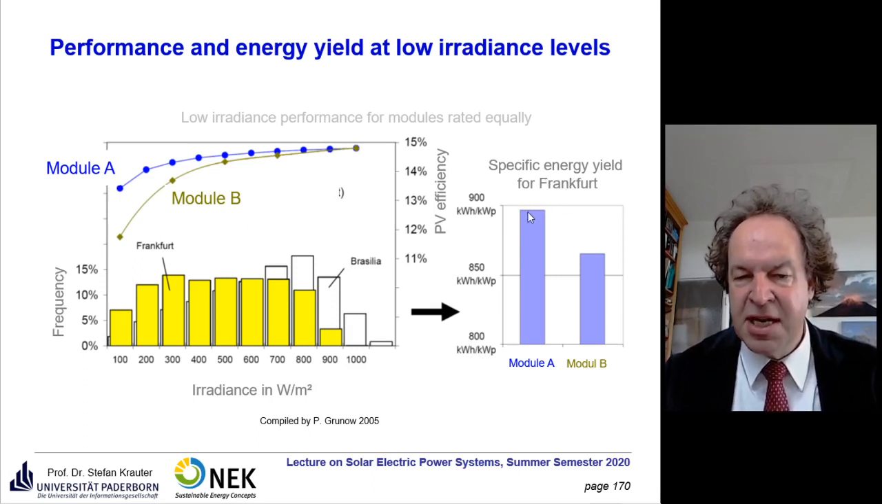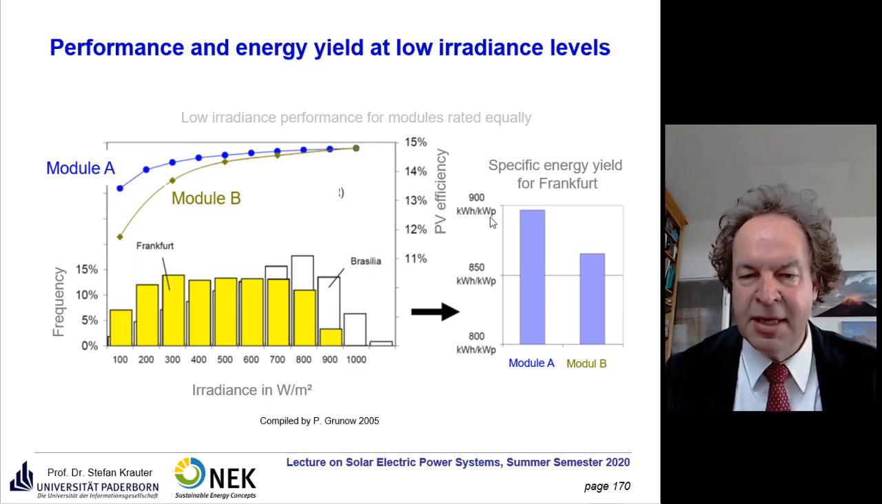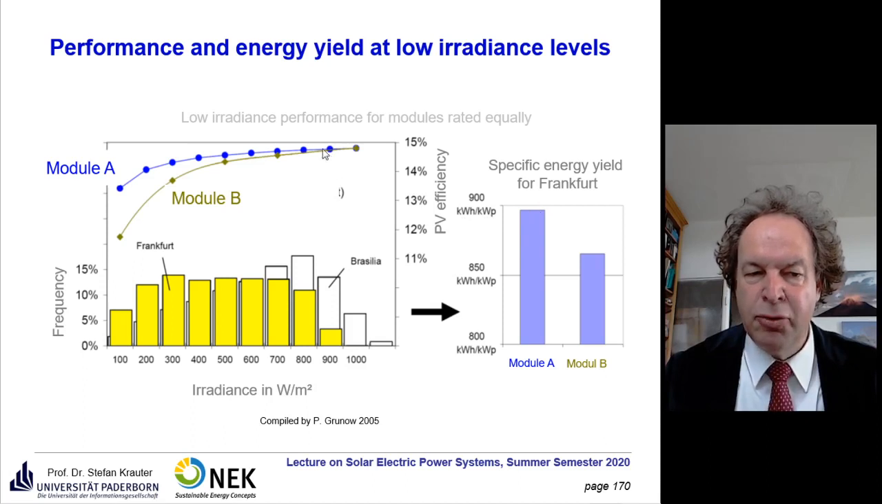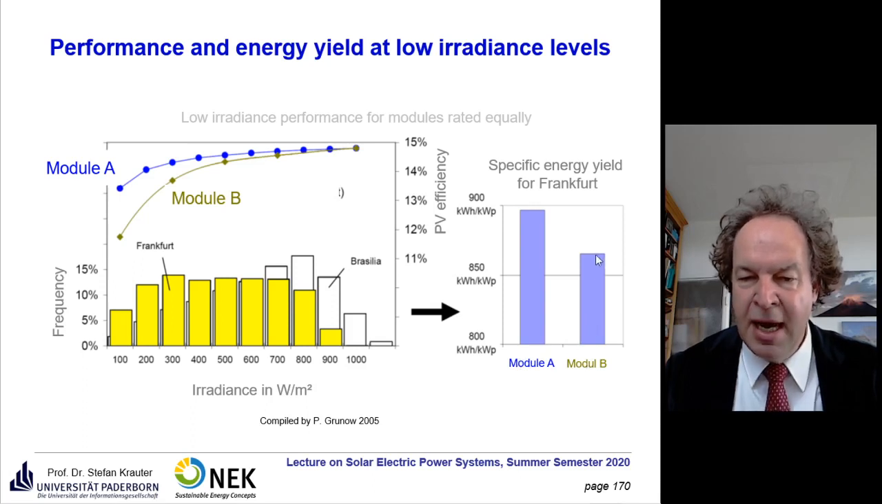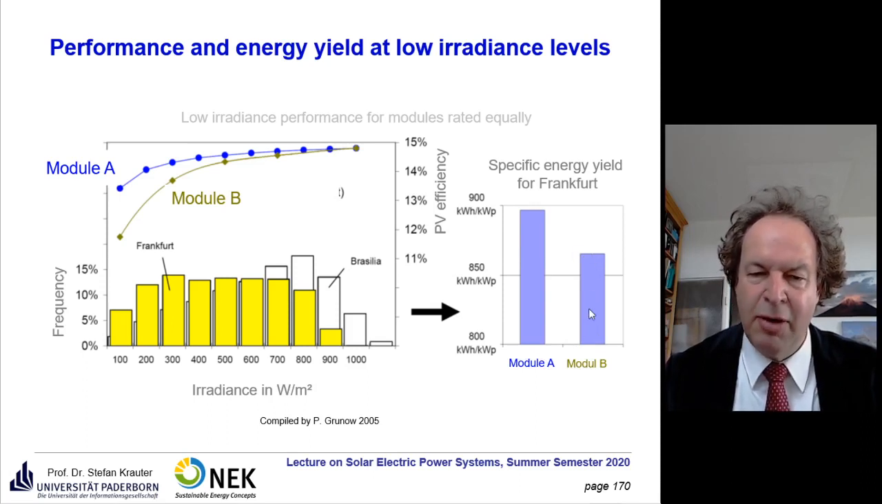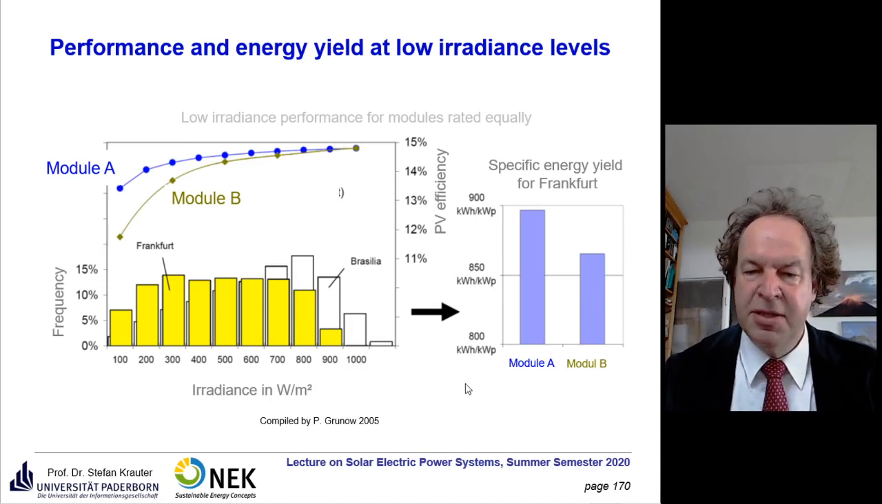And so you see here that, for example, if you take Frankfurt, you see the specific energy yield, as we discussed before, kilowatt hours per year per kilowatt peak installed. You see here module A is performing slightly better, and you get 900 kilowatt hours of electricity per year per kilowatt installed. While if you choose module B, you only have, how much is it? 865 kilowatt hours per kilowatt peak installed.